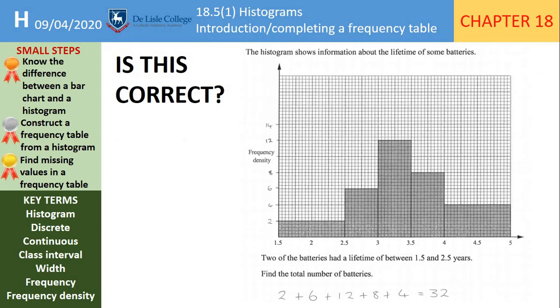A last question to have a think about. Is this correct? Pause the video while you have a read through and see if the working for the question has been done correctly or not. The histogram shows information about the lifetime of some batteries. It tells us 2 of the batteries had a lifetime of between 1.5 and 2.5 years. So this is the years along the bottom. For 1.5 to 2.5, there's 2 batteries represented in here. That means the frequency for this bar, the area of this bar, must be 2.